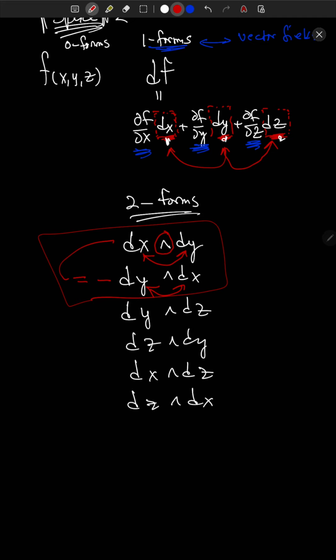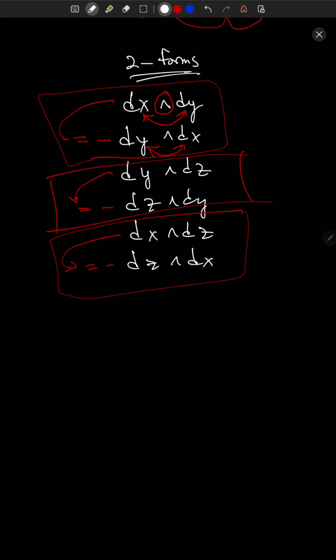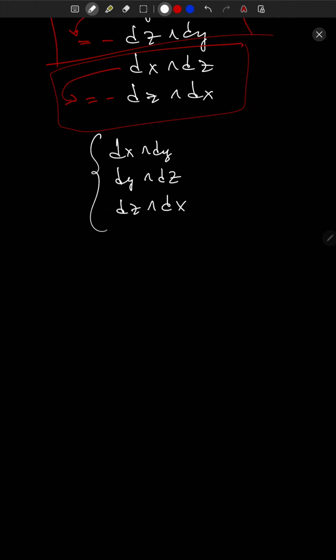That's usually what we call antisymmetric. So dy wedge dz is the negative of dz wedge dy. And dx wedge dz is the negative of dz wedge dx. So there's this antisymmetry going on. In fact, there are only three independent two forms: dx wedge dy, dy wedge dz, and dz wedge dx. The other three are just order swaps, negatives of these three. So with two forms, we can do what we do with one forms.